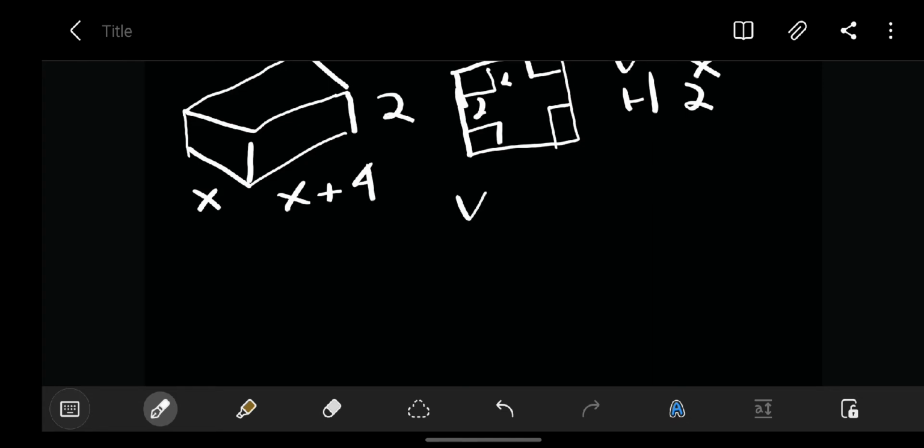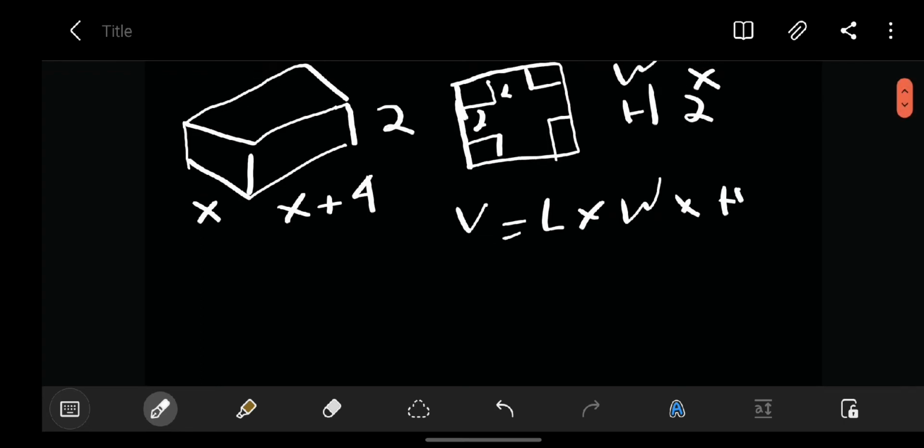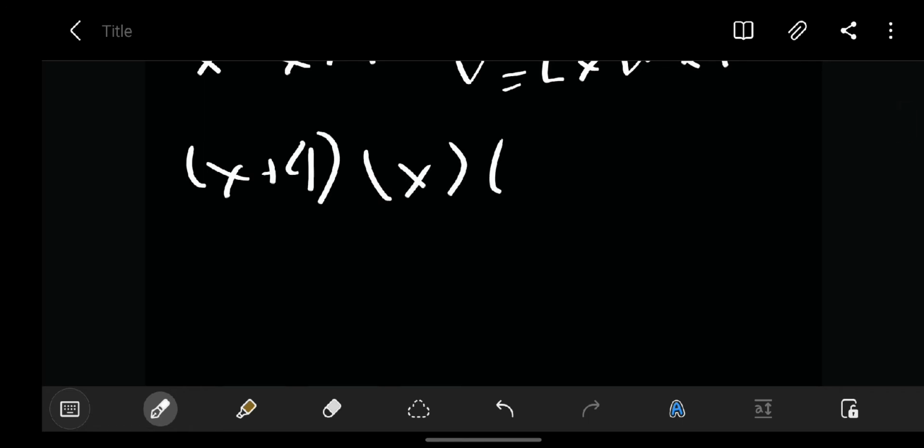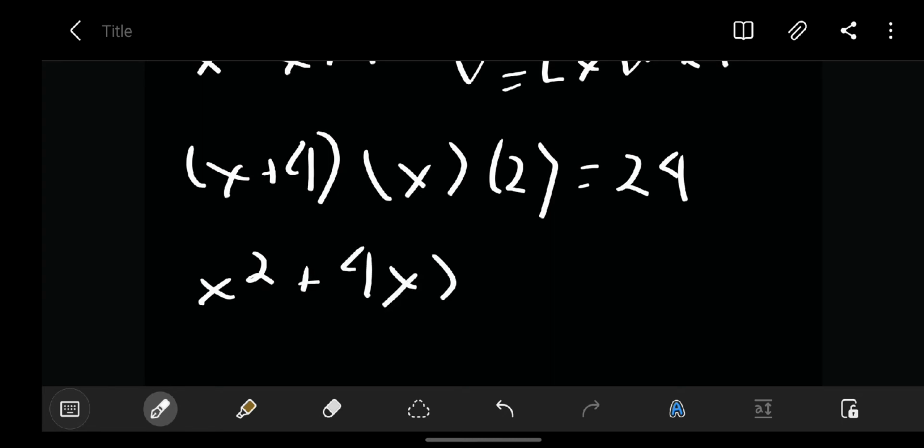The formula of volume of the rectangle is length times width times height. Now, let's use what we've got to solve for the width. x plus 4 in parentheses, times x, times 2 equals 24. What should we do first? We should multiply the x to x plus 4. So x times x equals x squared plus 4x, in parentheses, then times 2 equals 24.